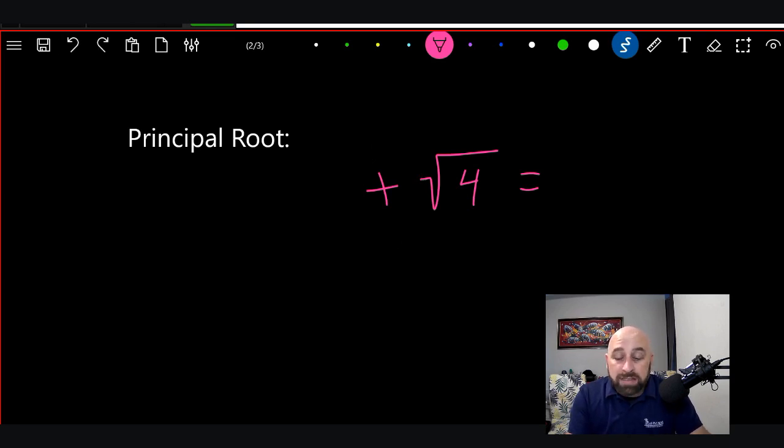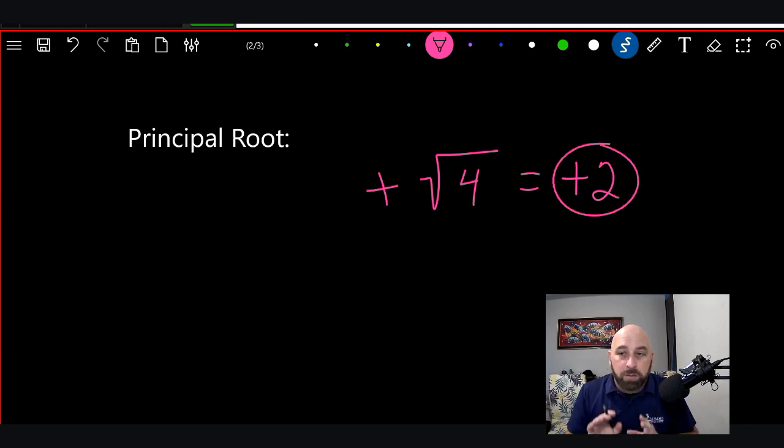So what is the answer to this? The answer to this is just positive 2, just the principal root. Unless I tell you I want both roots, I only want you to write the principal root. Don't write plus 2 minus 2. You could write plus minus like this, but I don't want that negative sign. Like I said, I'll tell you when I want the negative sign. But for right now, in this book where we are, we're only going to use the principal root.